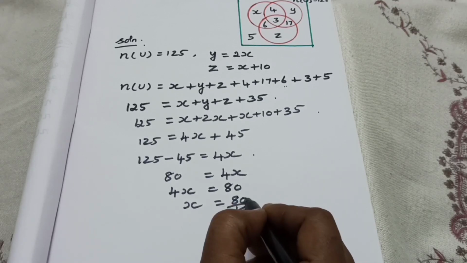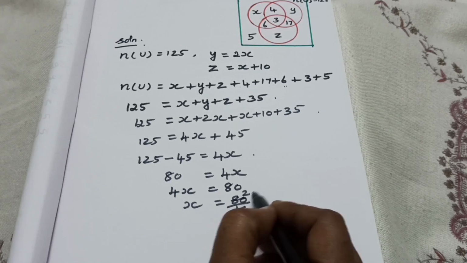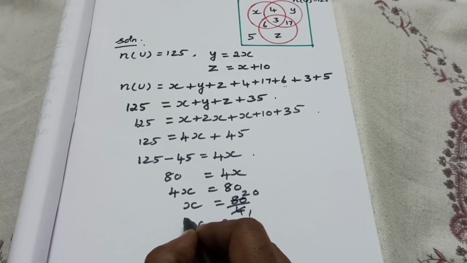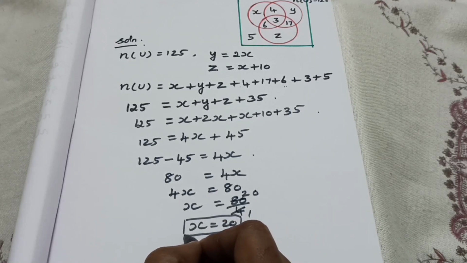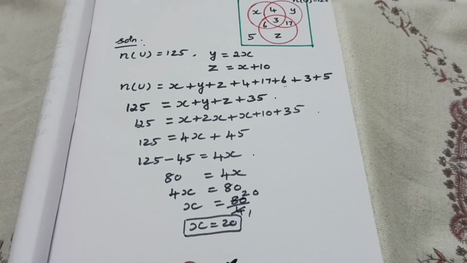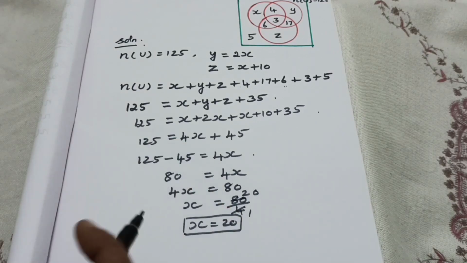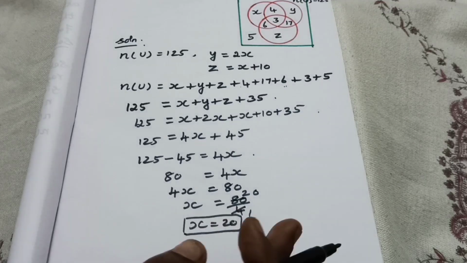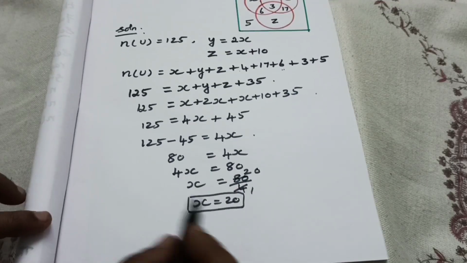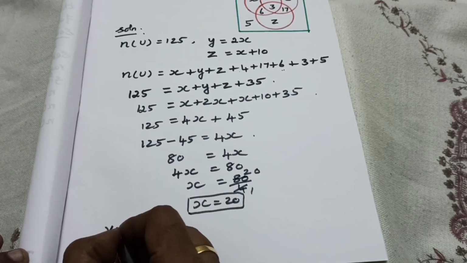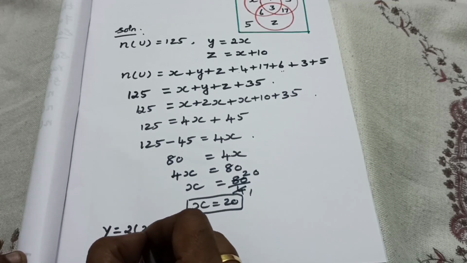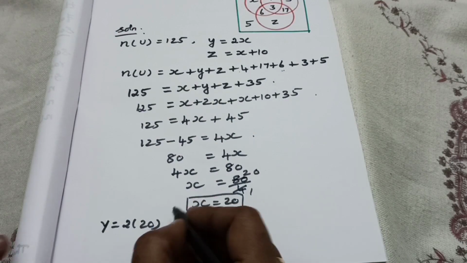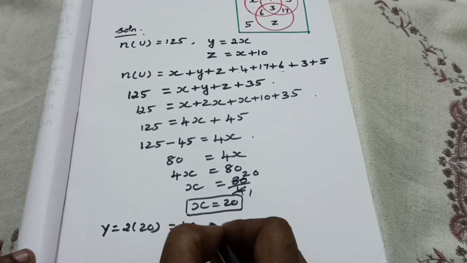4 ones are 4. Here 2 fours are 8. This 0 also add here. Therefore, x is equal to 20. Have you understood? x equal to 20. Then we got it like that. In this value we have to substitute: y is equal to 2x, in x's place we substitute. Therefore, what value will y come? y is equal to 2 into 20, in x's place we substitute 20. Then equal to 40. Okay.